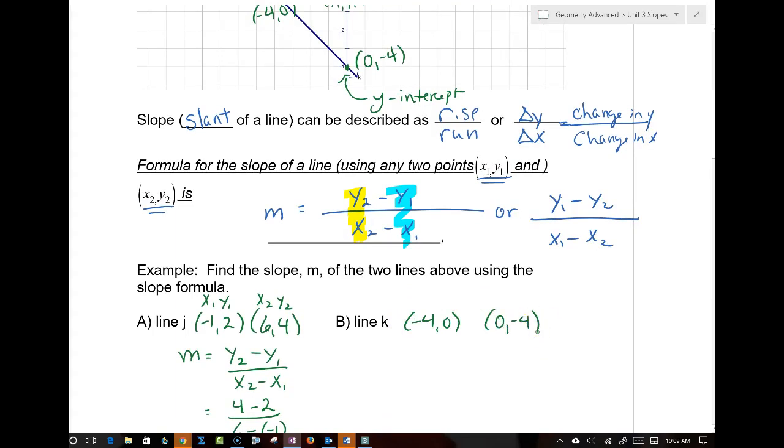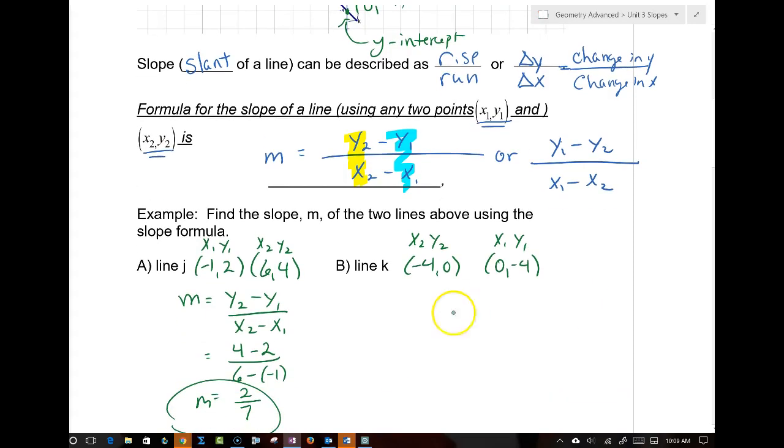Does it matter which one's point 1, point 2? No. So I'm going to do point 2 this time, and I'm going to do point 1 here, just to mess things up just a little bit. Doesn't matter which one. Do I want you to write your formula down, guys? Because really it's more me getting you to memorize your formula with this. So what do we have? Our y2 is 0. Our y1 is a negative 4. Notice how I plug that in. I use parentheses, because I don't want to lose track of my negative signs, okay? Then I have my x2, which is negative 4, minus my x1, which is 0.